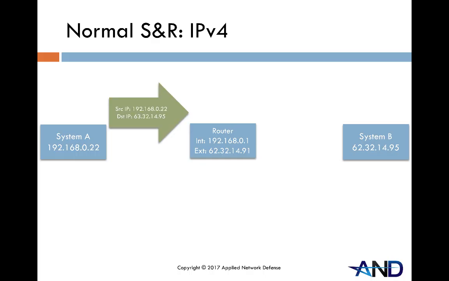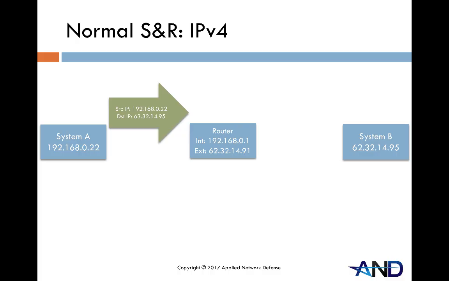Now, what's going to happen here is the source IP, System A, is going to send a packet to the destination address of 63.32.14.95, System B. Now, what's going to happen is System A is going to recognize that address, that 63.32 address, is not on its local subnet. So what's it going to do? It's going to send it to its default gateway address. In this case, the default gateway address is 192.168.0.1.